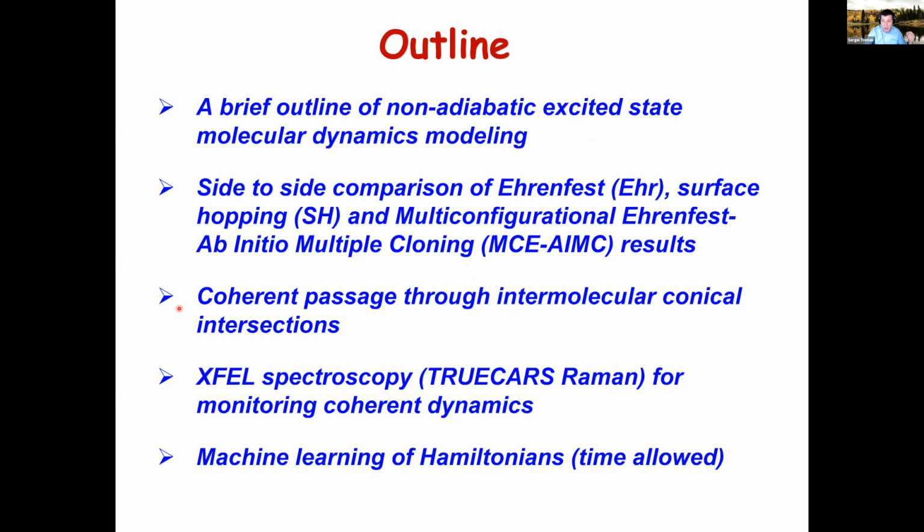And I'll go to the application, and I will show you the coherent passage through the intermolecular conical intersection, a result that has been obtained in collaboration with our experimental group in Oldenburg in Germany. And finally, I will go into another application on how we can use free electron laser spectroscopy, or true CARS-Raman, for monitoring the coherent electronic dynamics. And of course, I will not have any time for machine learning.